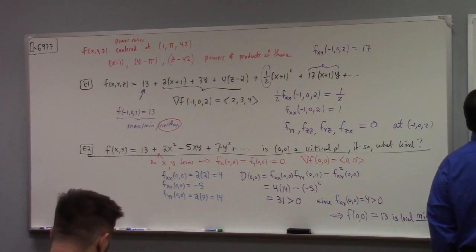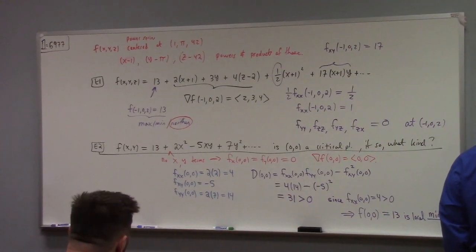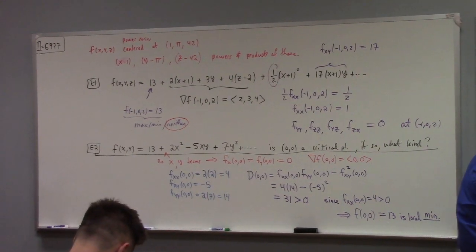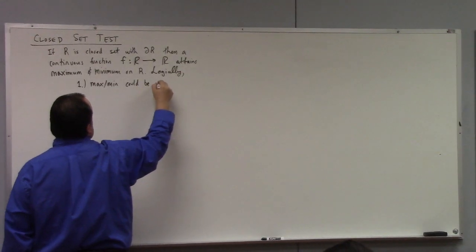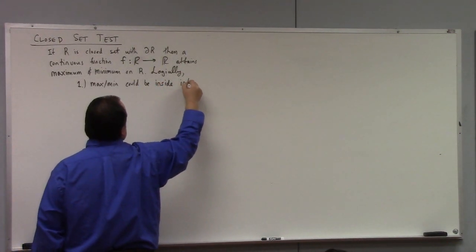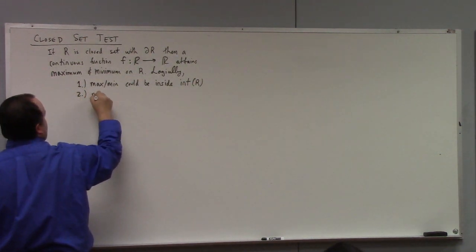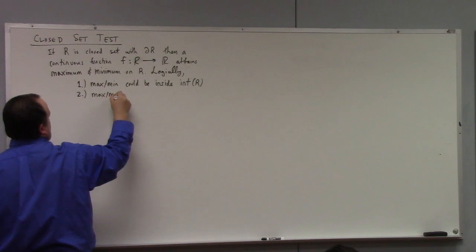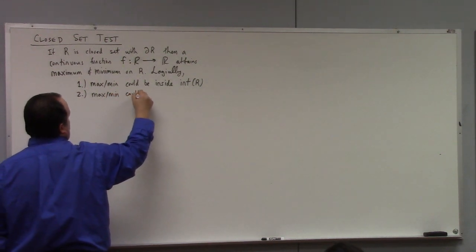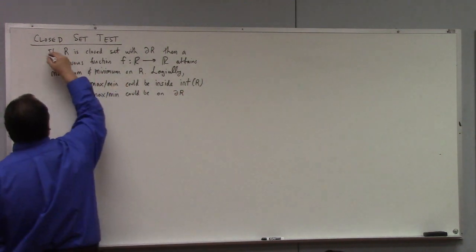So logically, what does that mean? Number one, the max or min could be inside the interior of R. Or number two, the max or min could be where? On the boundary of R.